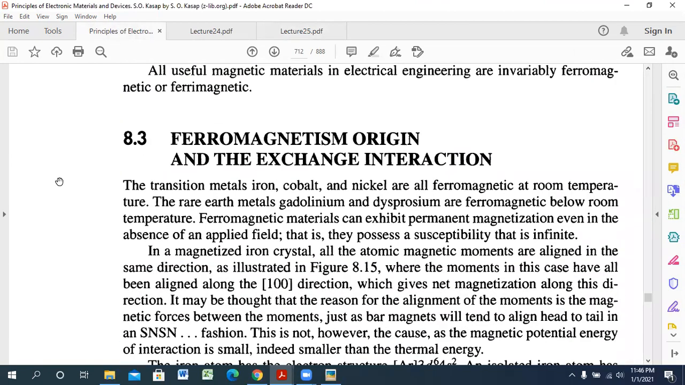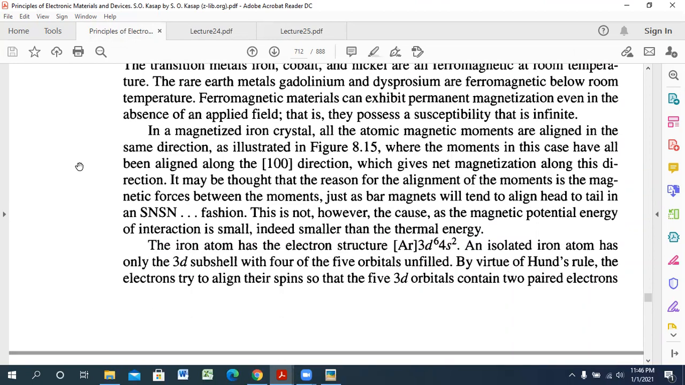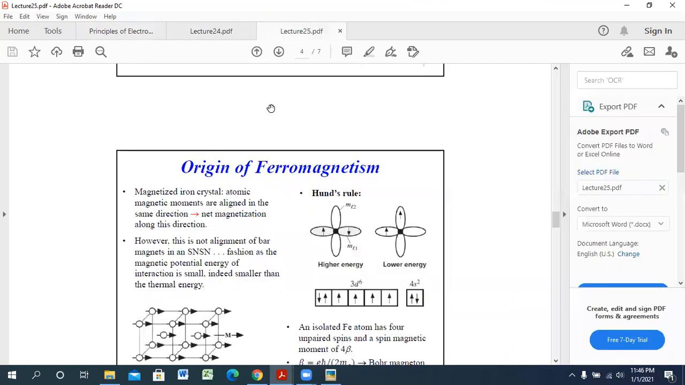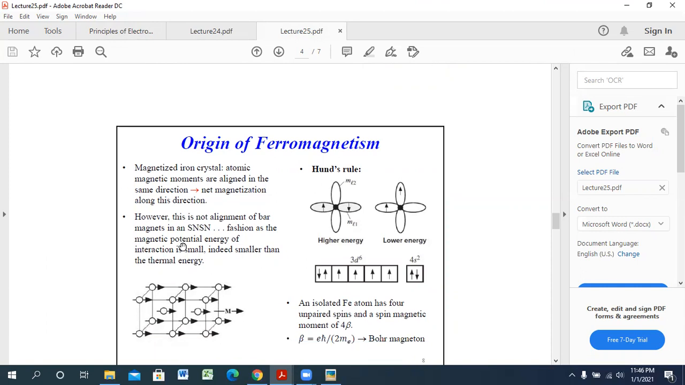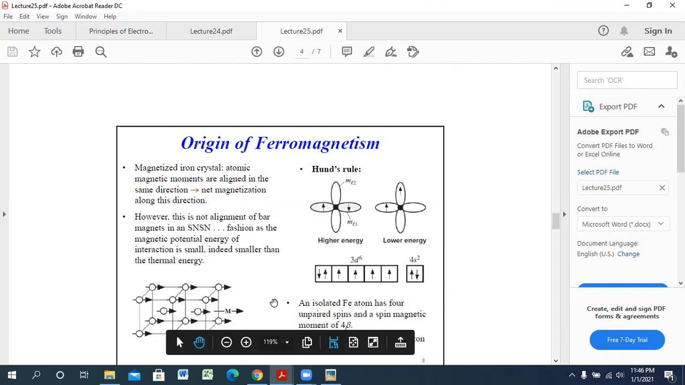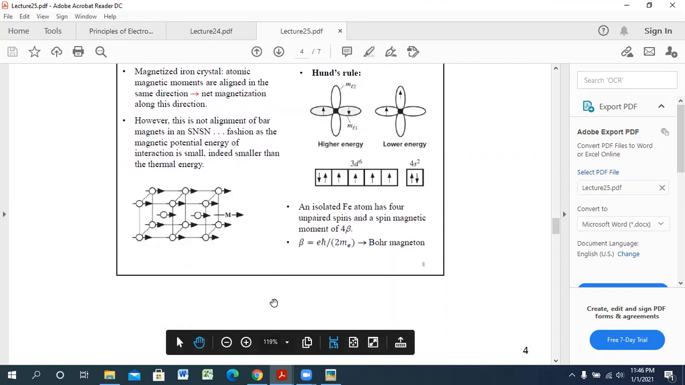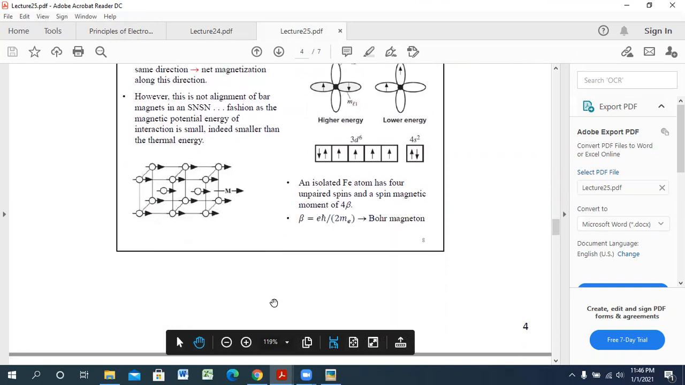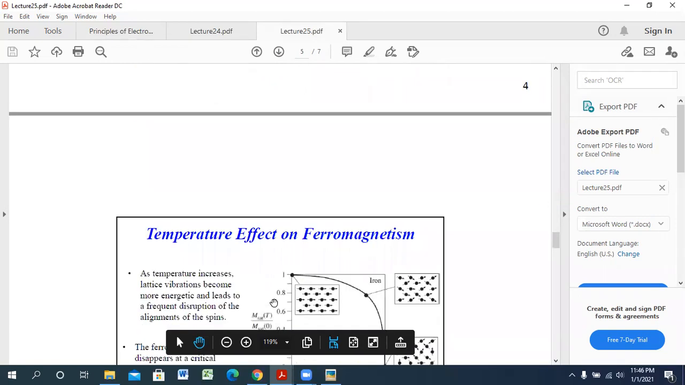If I move to the book, then we will find article number 8.3, ferromagnetism origin and the exchange interactions. This one is also described in the origin of ferromagnetism. That means we know Hund's law: the electron will move in one single direction, and after that move in the next direction. So from there, you know about the Bohr magnetons.